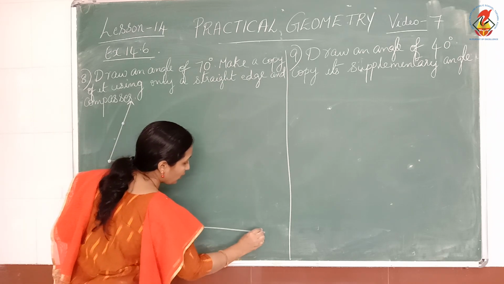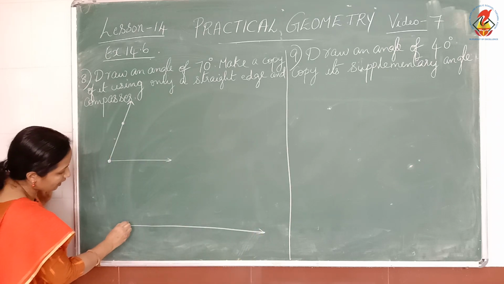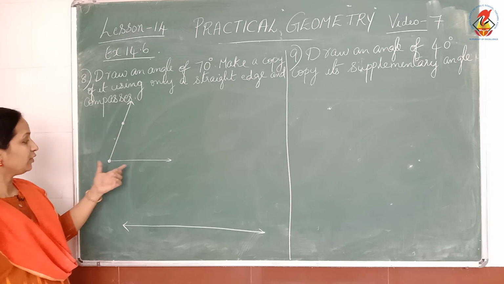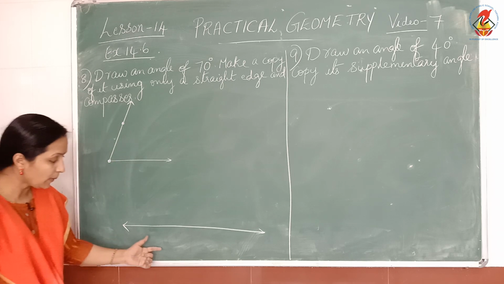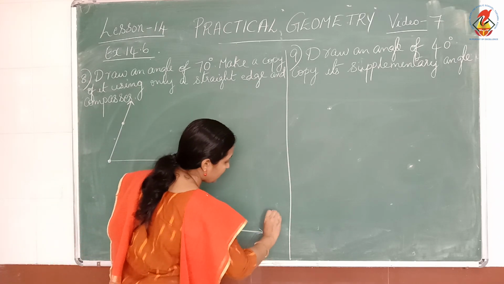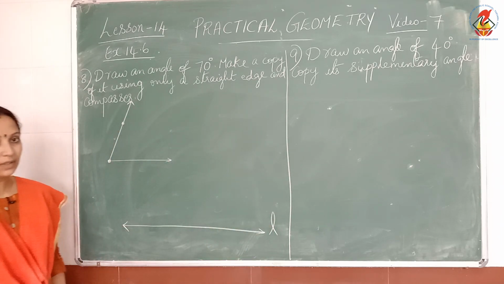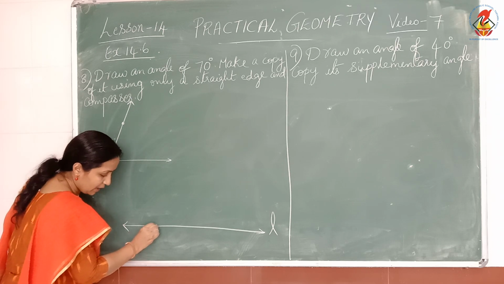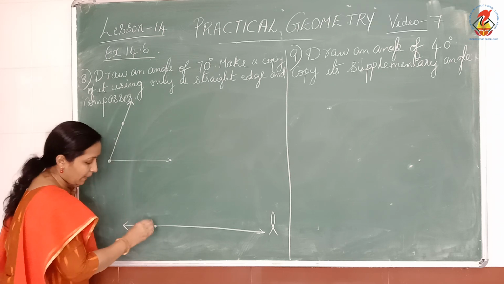First you have to draw one line. What is the first step? For making the copy of this given angle, you have to draw one line first and name it as L. Okay. Now what is the next step? Mark a point here.